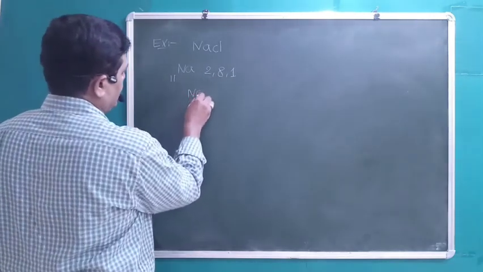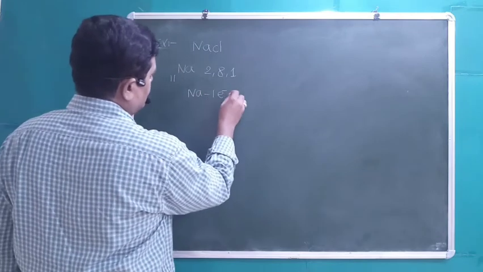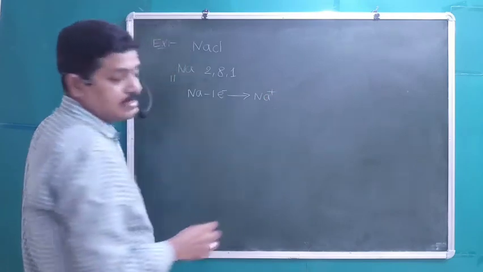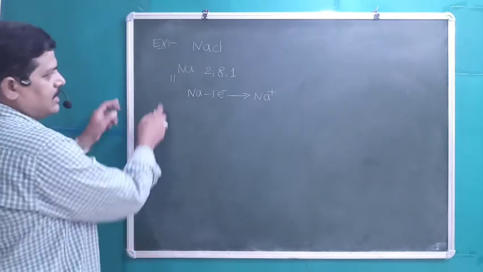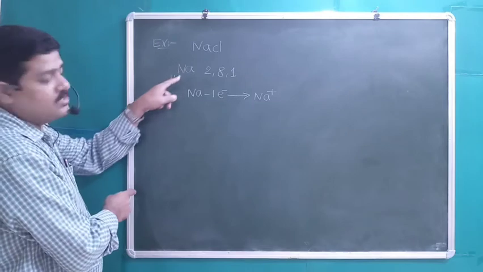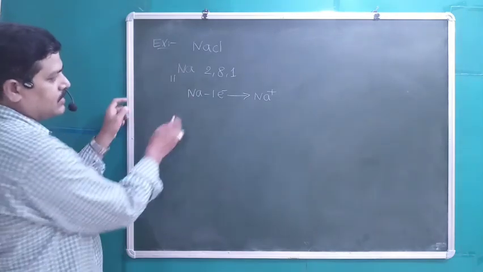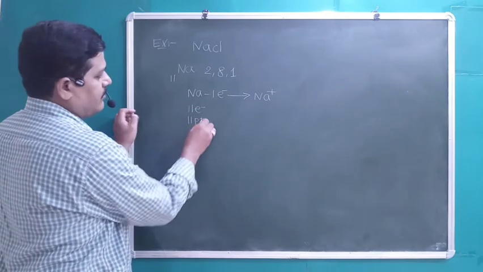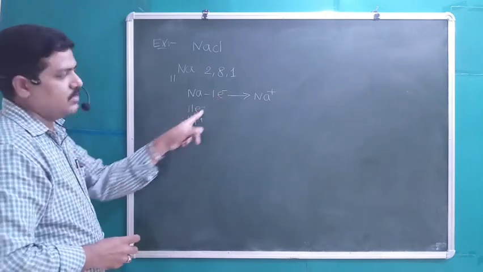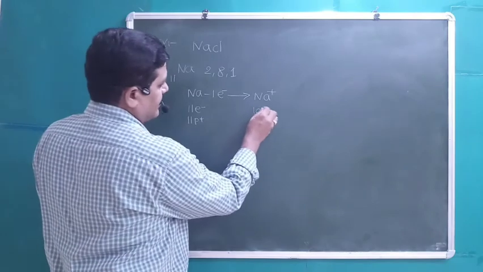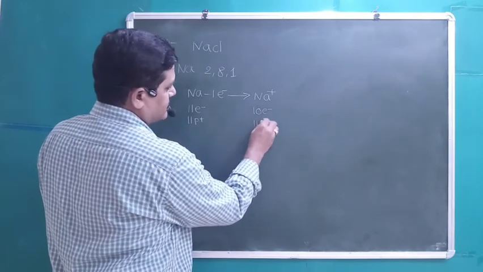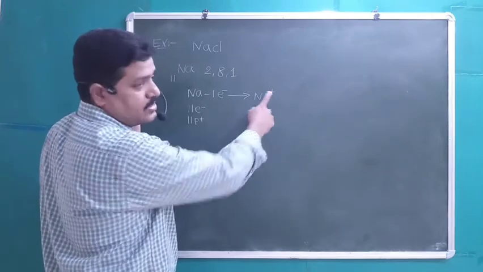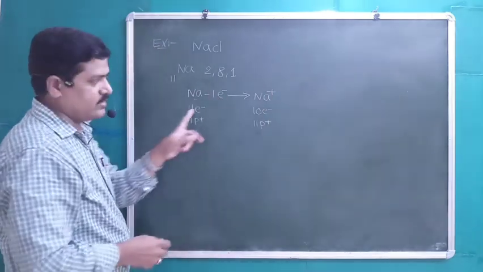So Na minus 1 electron converts into an electropositive ion, which is called a cation, right? Earlier, when sodium is neutral, there is no charge. It has 11 electrons and 11 protons. When 1 electron is removed from the sodium, it has 10 electrons and 11 protons. Due to 1 excess proton, sodium attains a positive charge after losing 1 electron.